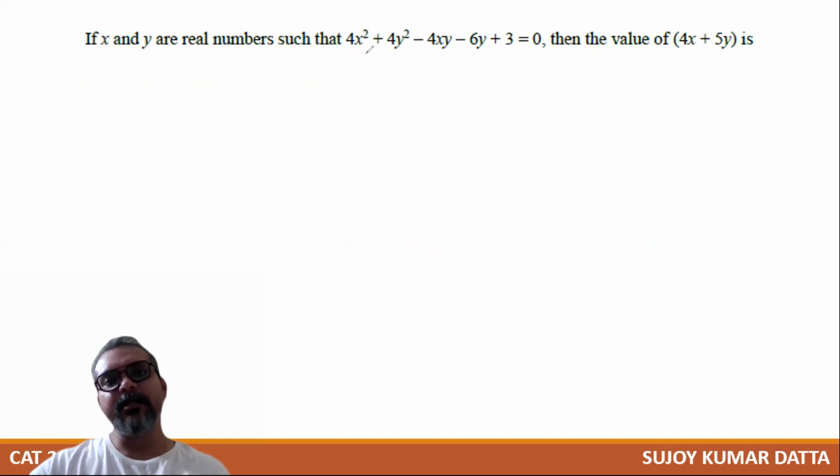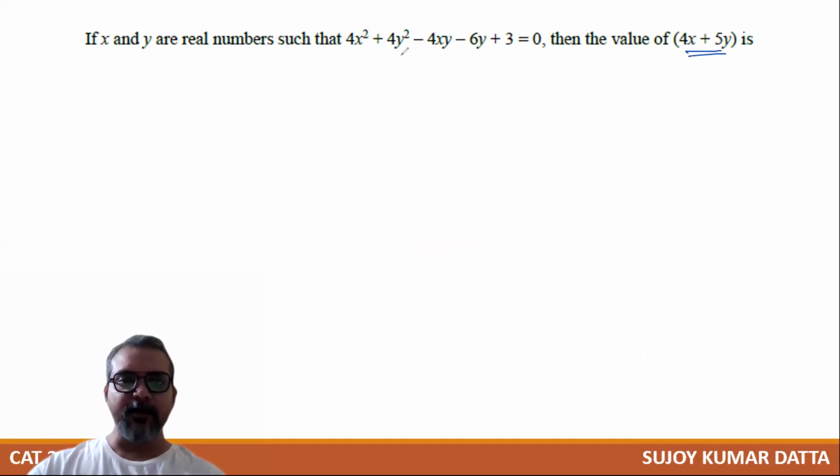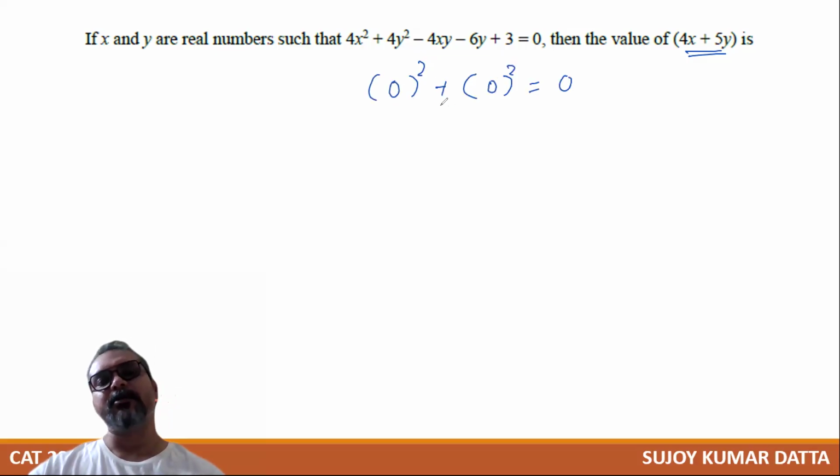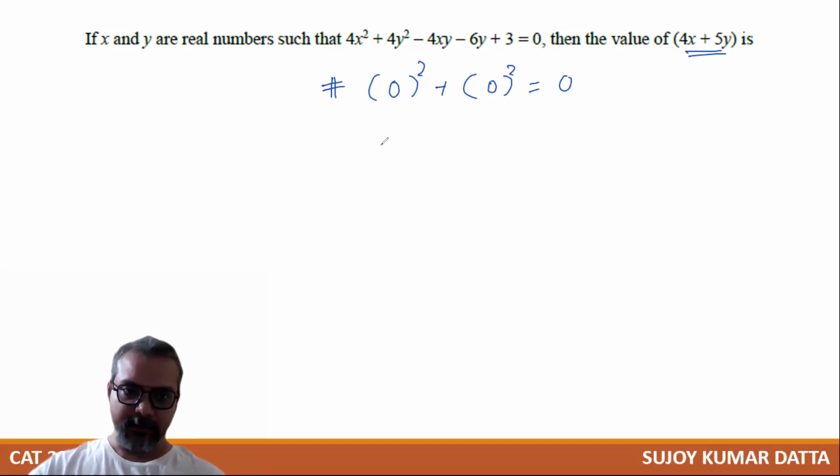Now it says x and y are real numbers satisfying this kind of an equation that is given: 4x squared plus 4y squared, then minus 4xy minus 6y plus 3. We have to figure out this value. Now, typically for these sort of questions, what we need to do is get them in the form of sum of squares equal to 0. If the sum of squares is equal to 0, then each term must be 0, and that gives us the solution. That is usually the process that we follow for these.